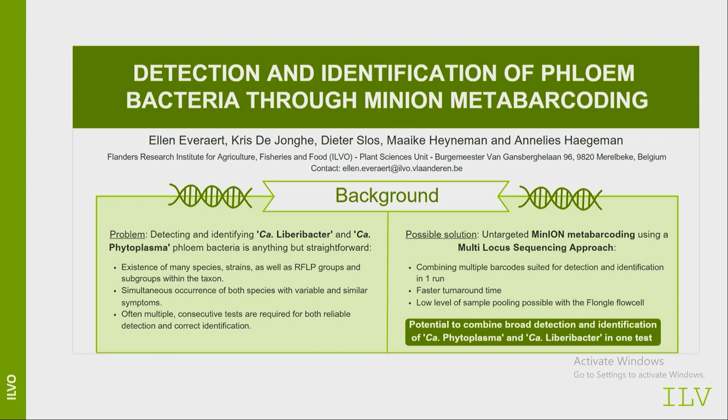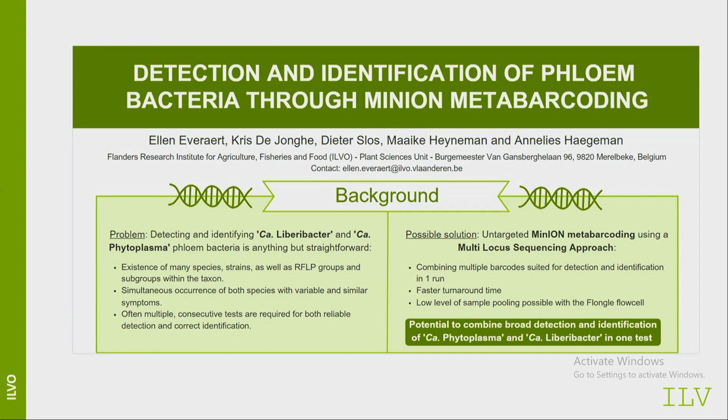So I think you are all familiar with the problem. The detection and identification of Liberibacter and Phytoplasma phloem bacteria is anything but straightforward. There are many reasons for that. I listed a few on the slide. So first of all, the existence of many species, strains, as well as RFLP groups and subgroups within the taxon.